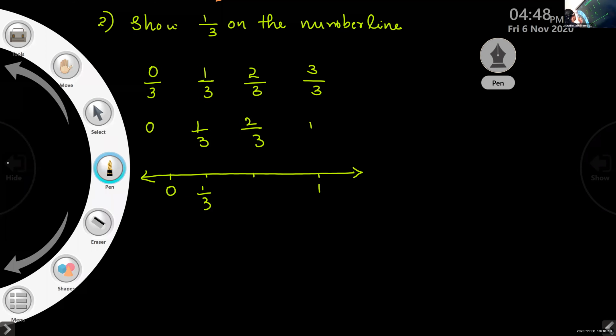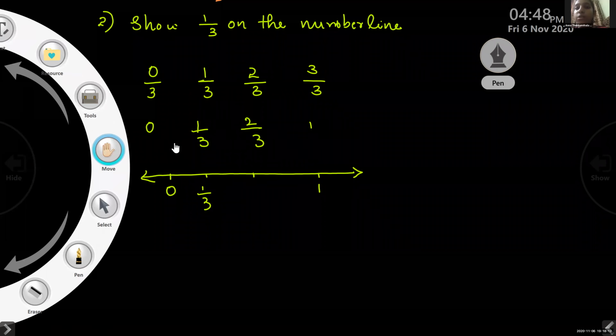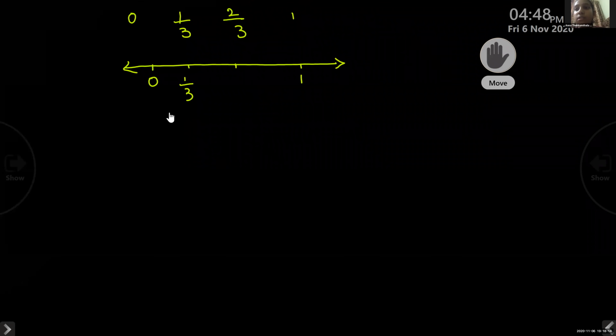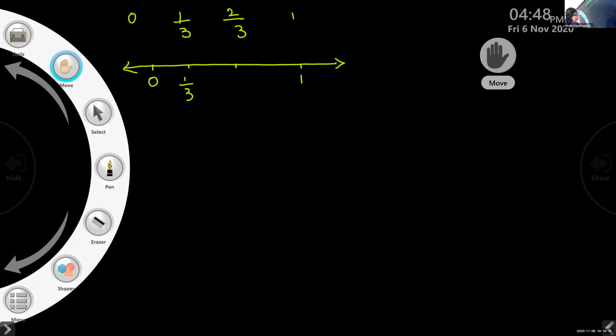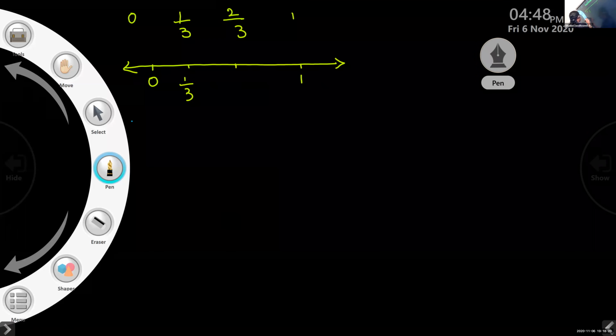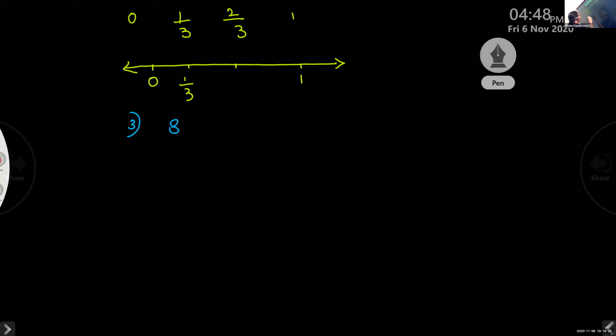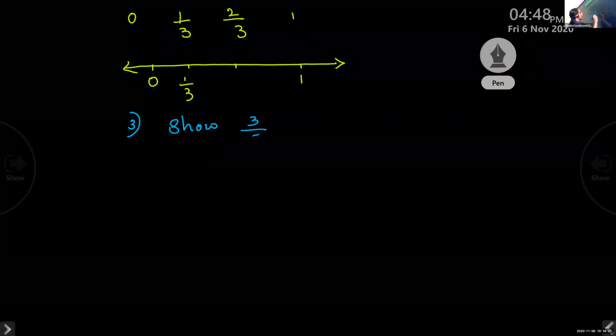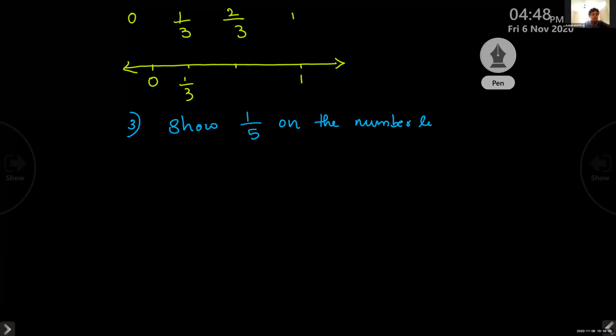And what is our next question? Our next question is show 1 by 5. Wait. I'll explain. Our question is, third question. Show 3 by 5 on the number line. 1 minute. 1 by 5 on the number line. On the number line. How will you do? Ma'am, we have to write.